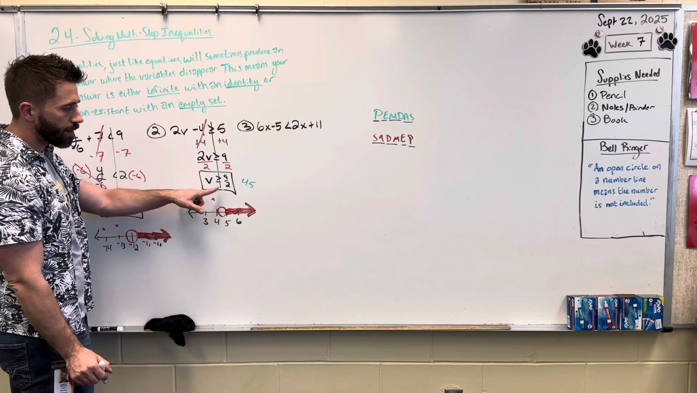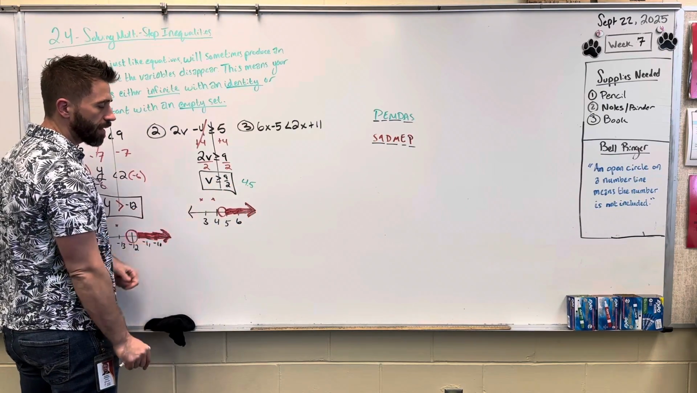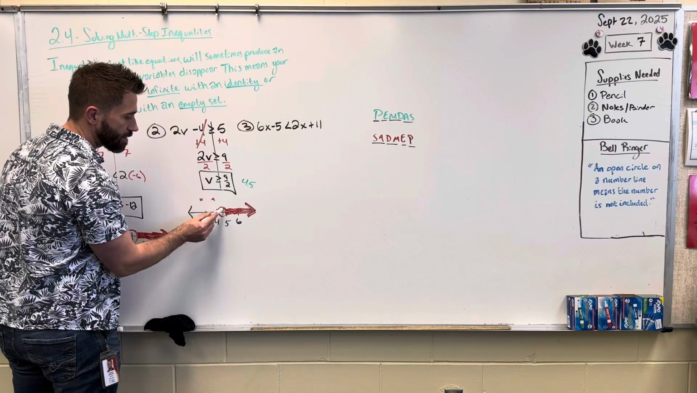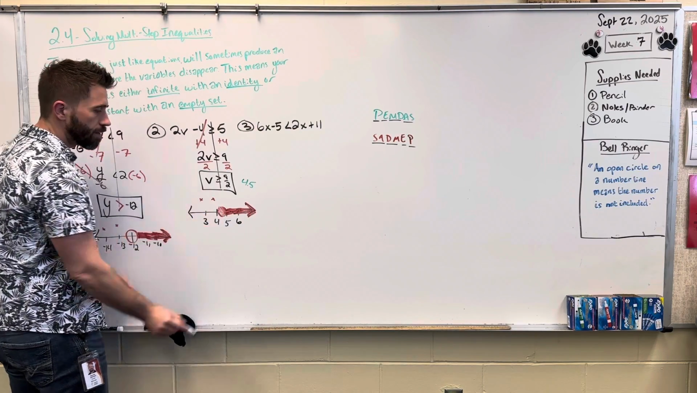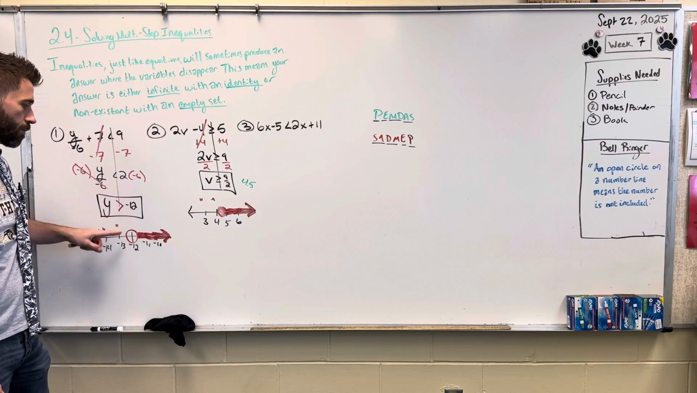And lastly, I'm going to say, let's plug in the 4.5. Is 4.5 greater than or equal to 9 halves? And the answer is yes. So we shade that in. So we see that when we have an or equal to, we shade in the circle. When we don't, we don't.